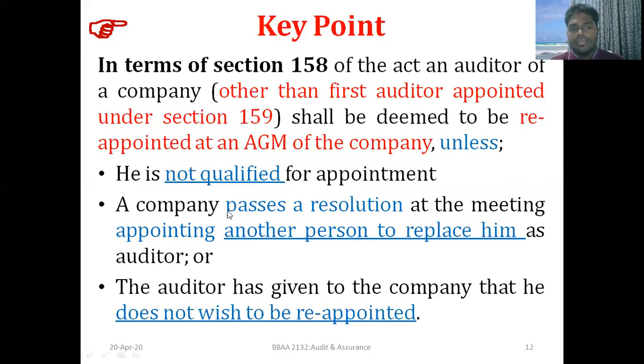Second one: a company passes a decision at a meeting appointing another person to replace him as auditor. Yes, the company passes a resolution. In the annual general meeting, they make the decision that they want to change the auditor and replace him with another person. So the majority of the owners or shareholders want to do this, and that normally happens. If the majority of people want it, they can do it.